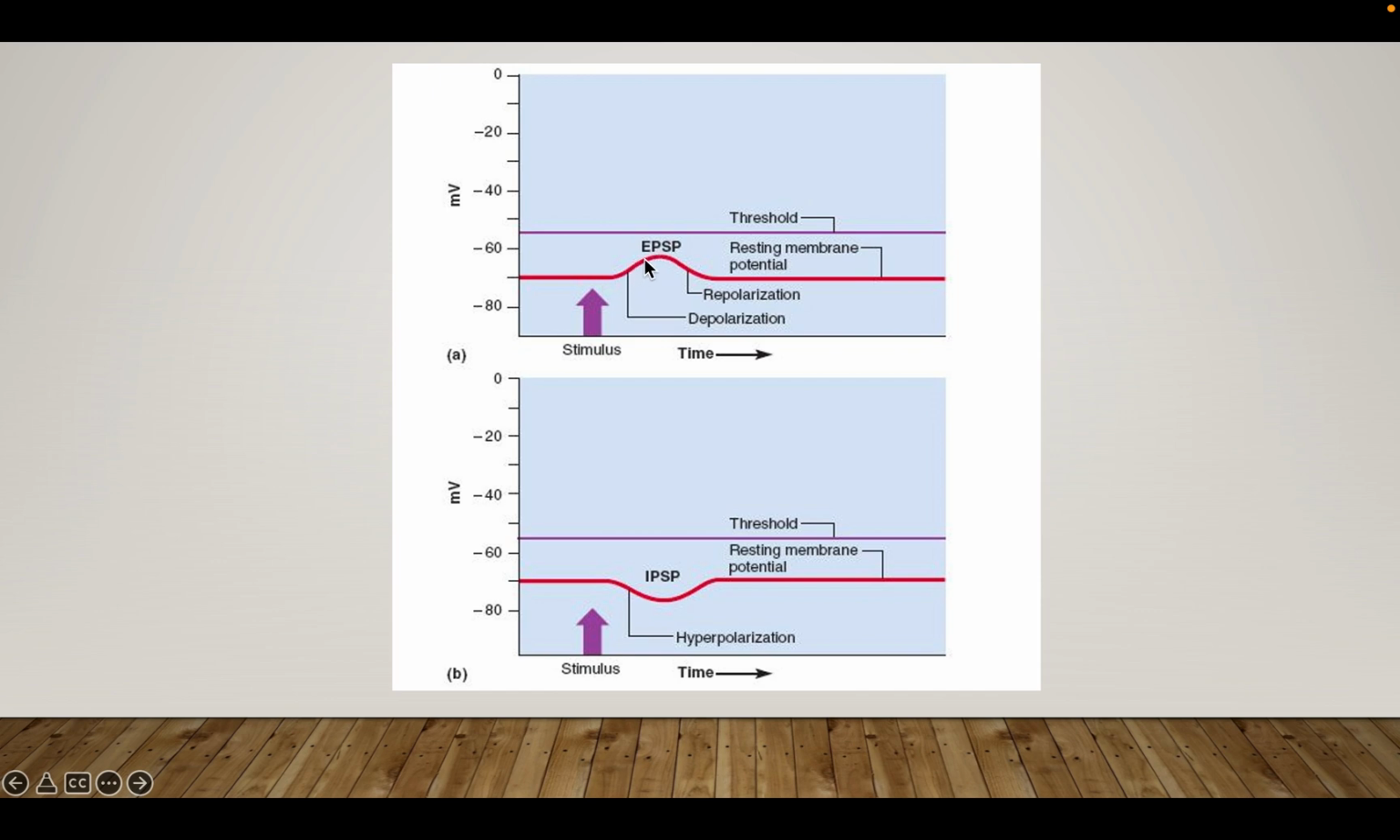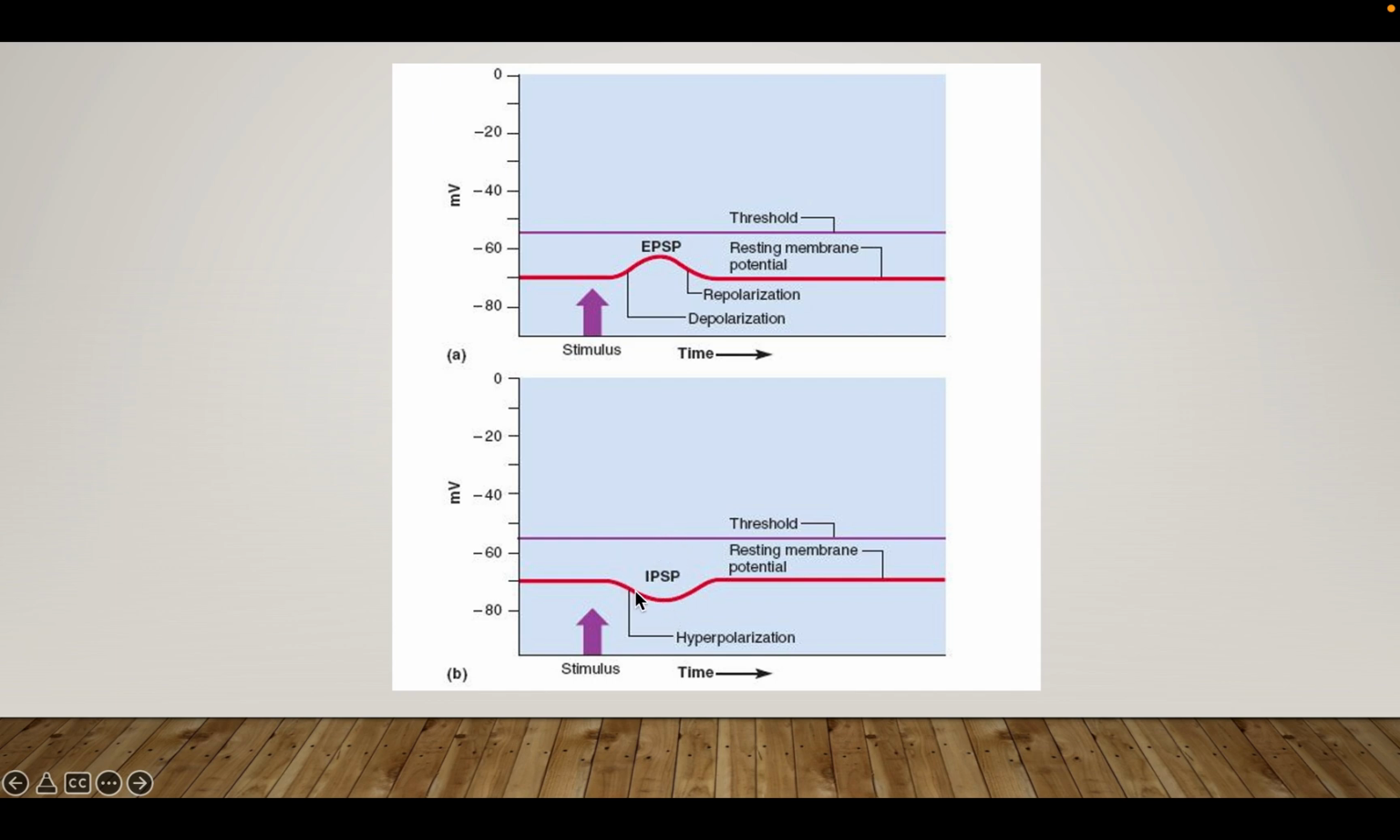We become a little less negative, more positive, coming up toward the threshold, and this is a depolarizing stimulus, so we're depolarizing then repolarizing. And if we have an IPSP, here we're hyperpolarizing. We're becoming more negative or less positive. We're moving further away from our negative 55 millivolt threshold.